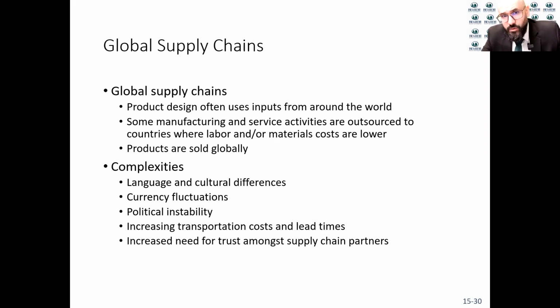Increased transportation costs. Of course, there is a need for transporting the products, with raw material or finished product, from one place to another. So when you go globally, you have to increase the transportation cost. Increased needs for trust among supply chain partners. That's also another important issue: how could we improve the trust in supply chain partners? We need to have transparency and clear goals, establish common goals between us and our partners, and this way we gain trust.